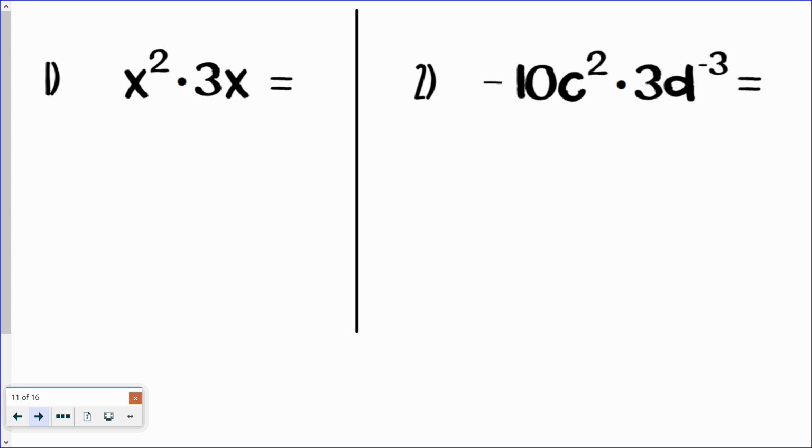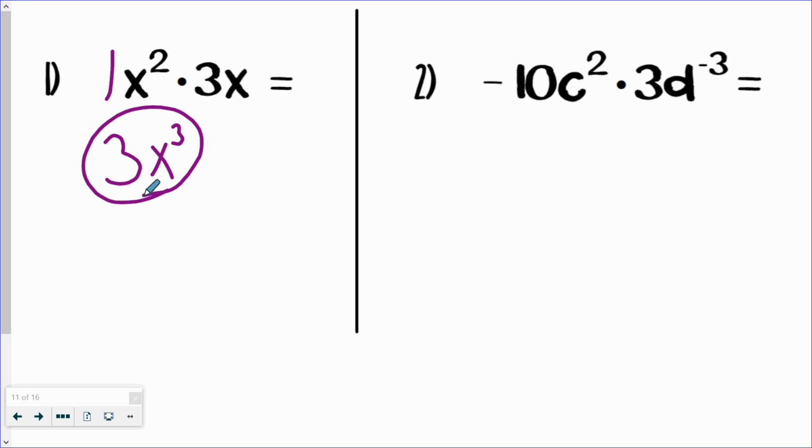So problem number 1 is x squared times 3x. So 3 would be multiplied by like the 1 that's outside here. So 3 times 1 is going to be 3. And x to the second power times x is x to the third power. So the answer should have been 3x to the third power.